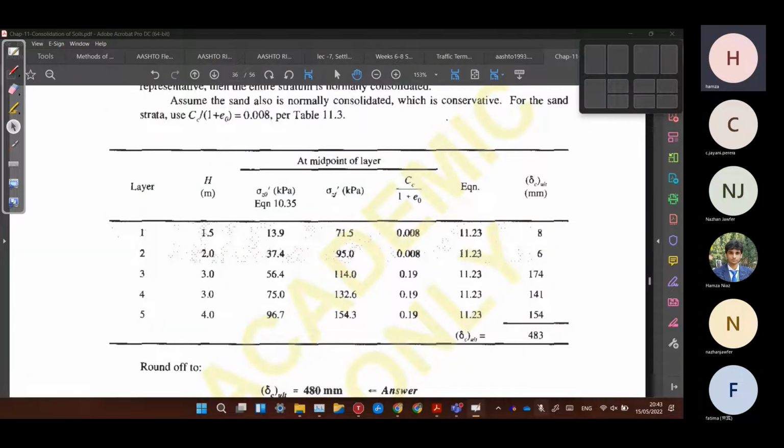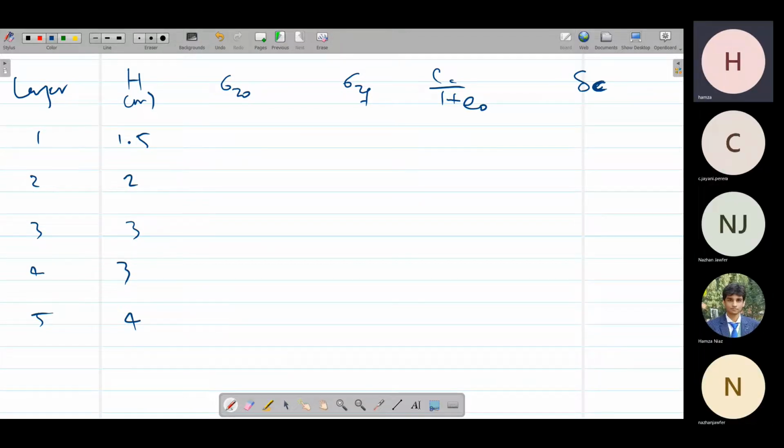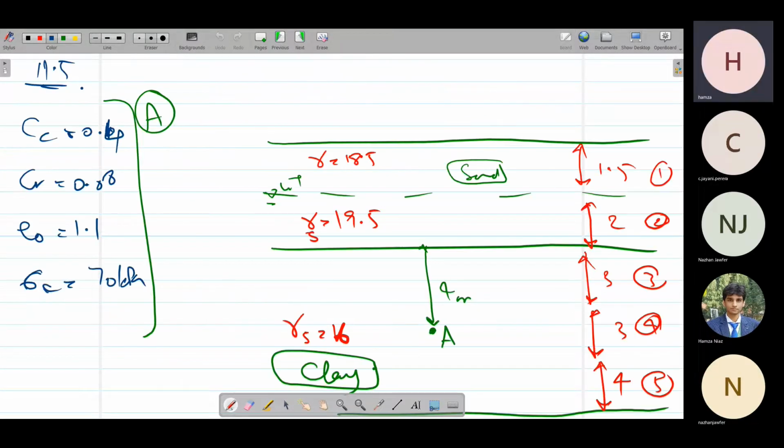And sigma z naught, sigma zf, Cc over 1 plus e naught, and finally the settlement. So delta C, the consolidation settlement. So first we have this sigma z naught. Sigma z naught is the overburden pressure at the middle of the layer.